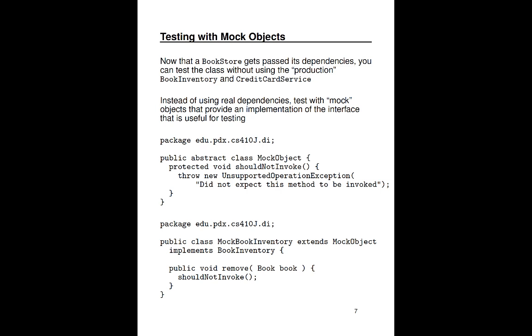So here's an example of a mock book inventory. It extends a mock object, and it implements book inventory. Because it implements book inventory and the class is not abstract, it needs to provide implementations of all the methods, like the remove method. Now, by default, mock objects, unless you've told them to do otherwise, should complain about the interactions with them so that you can detect surprising or unexpected interactions. So the remove method simply invokes shouldNotInvoke.